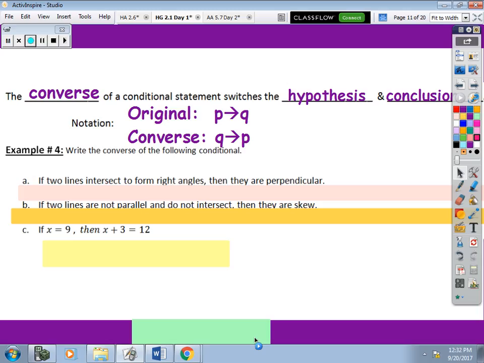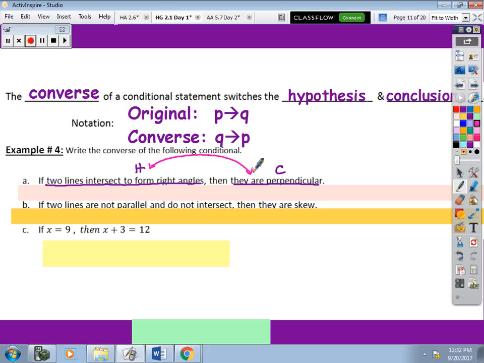So, example 4 says to write the converse of the following conditional statement. So a lot of students like to identify the hypothesis and the conclusion. If two lines intersect to form right angles, then they are perpendicular. So all we're going to do to write the converse is we're going to flip those.